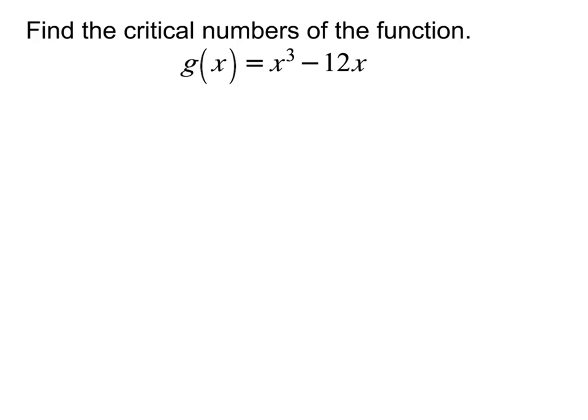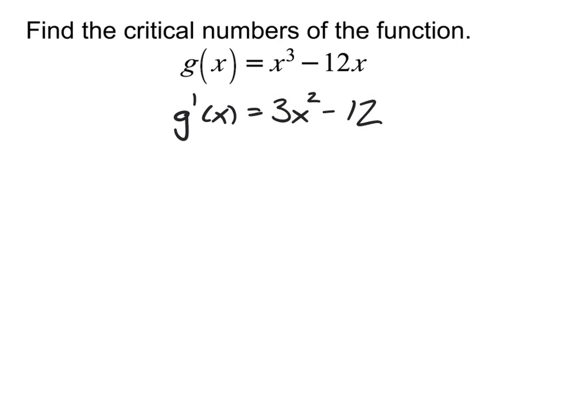All right, for this problem, we are looking for the critical numbers of the function. That means we need to figure out two things. One, where does the derivative equal 0? And where does the derivative not exist? For both of those, the very first thing I have to do then is figure out what the derivative is. So start there. And so we end up getting the derivative equals 3x squared minus 12.